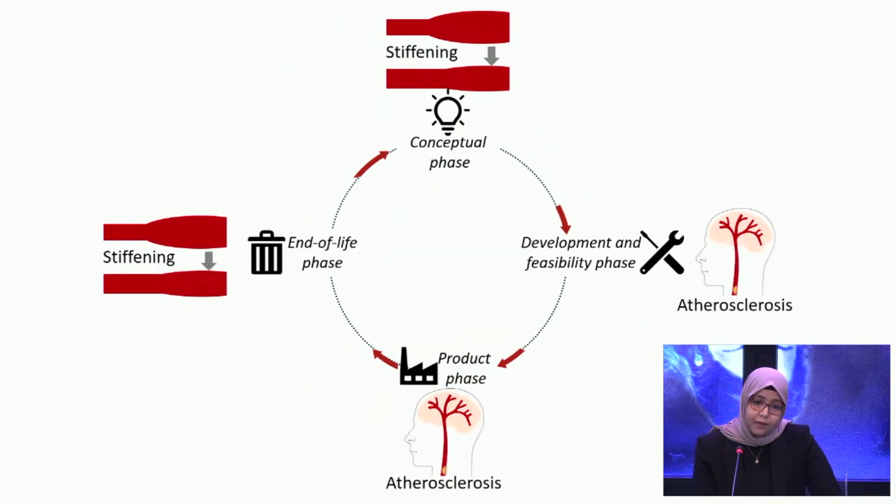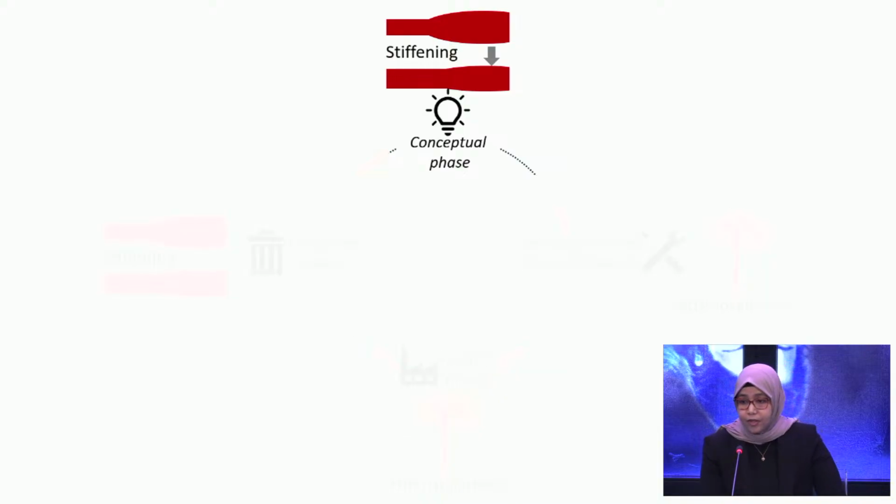This is how I implemented this cycle in my thesis. In the first phase, the conceptual phase, we had an idea about a device for arterial stiffening. In the development and product phase, we were busy with a device for atherosclerotic stenosis. In the last phase, end of life, it was a device for arterial stiffening. Starting with the first phase.